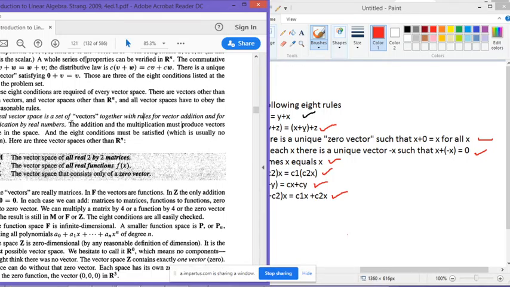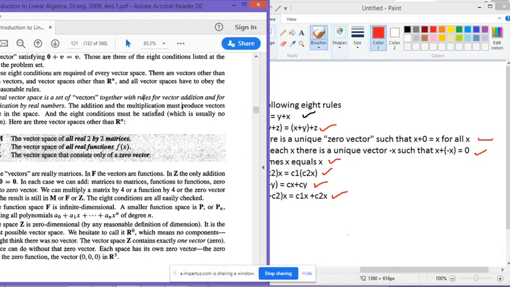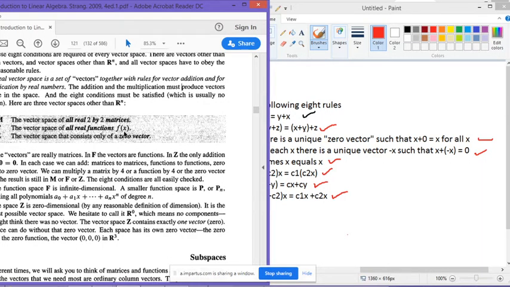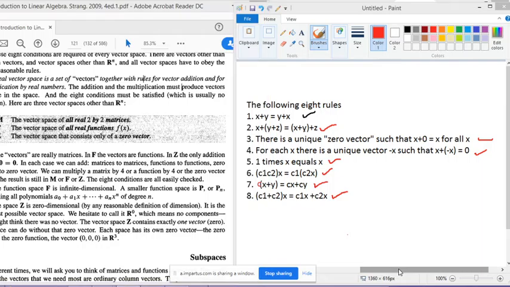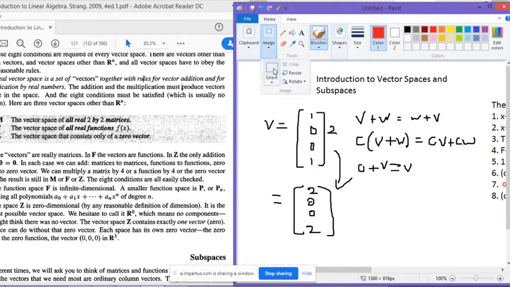A real vector space is a set of vectors together with rules for vector addition and for multiplication by real numbers. So addition and multiplication must produce vectors that are in the same plane. It means after addition or multiplication, we should not get any vector which is outside the plane. Now let's talk about the 3 vector spaces here. So let me come back and clear this.